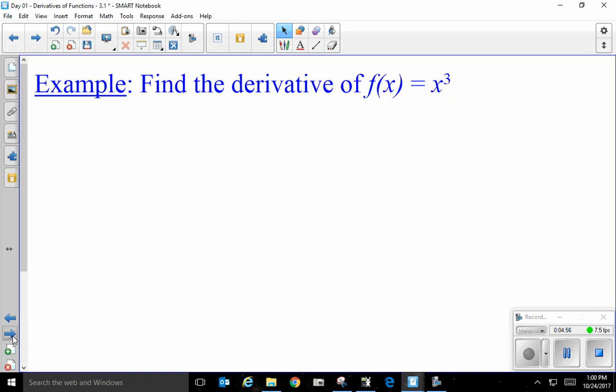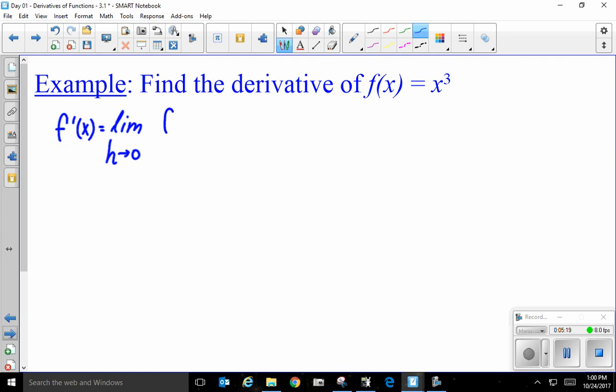All right. Example. Find the derivative of the function f of x, which is equal to x cubed. We are still going to use the derivative of our function: f prime of x is the limit as h approaches 0 of f of x plus h minus f of x all over h.